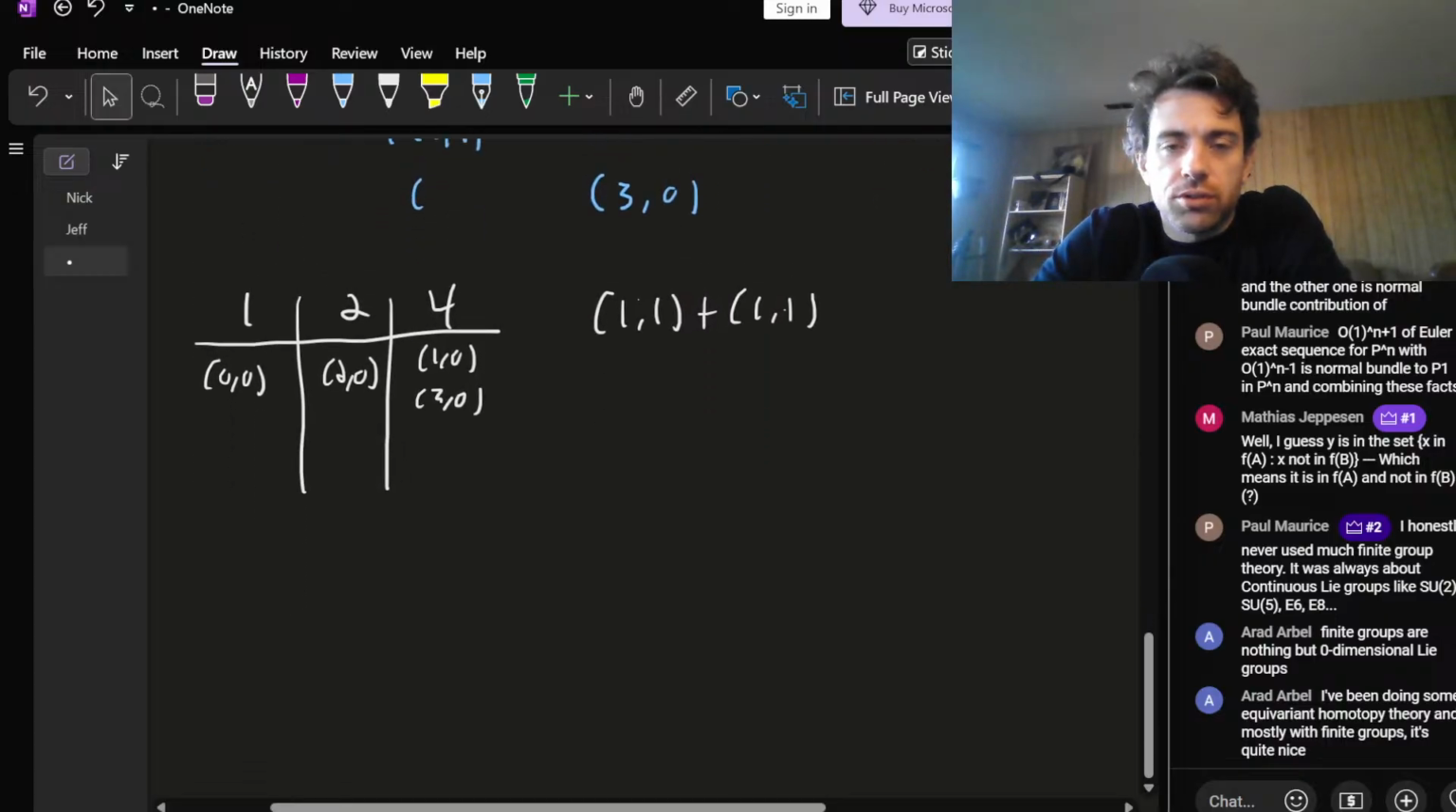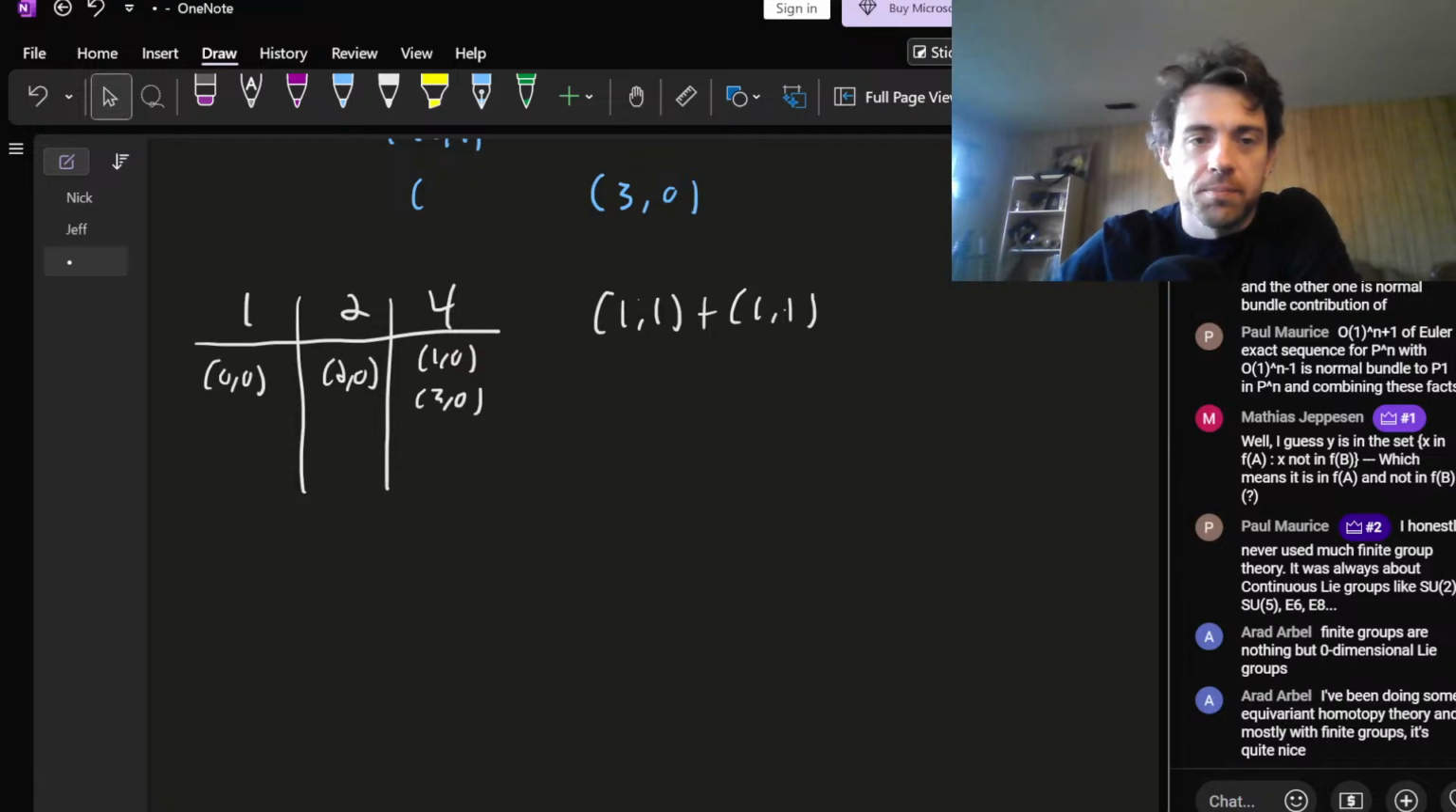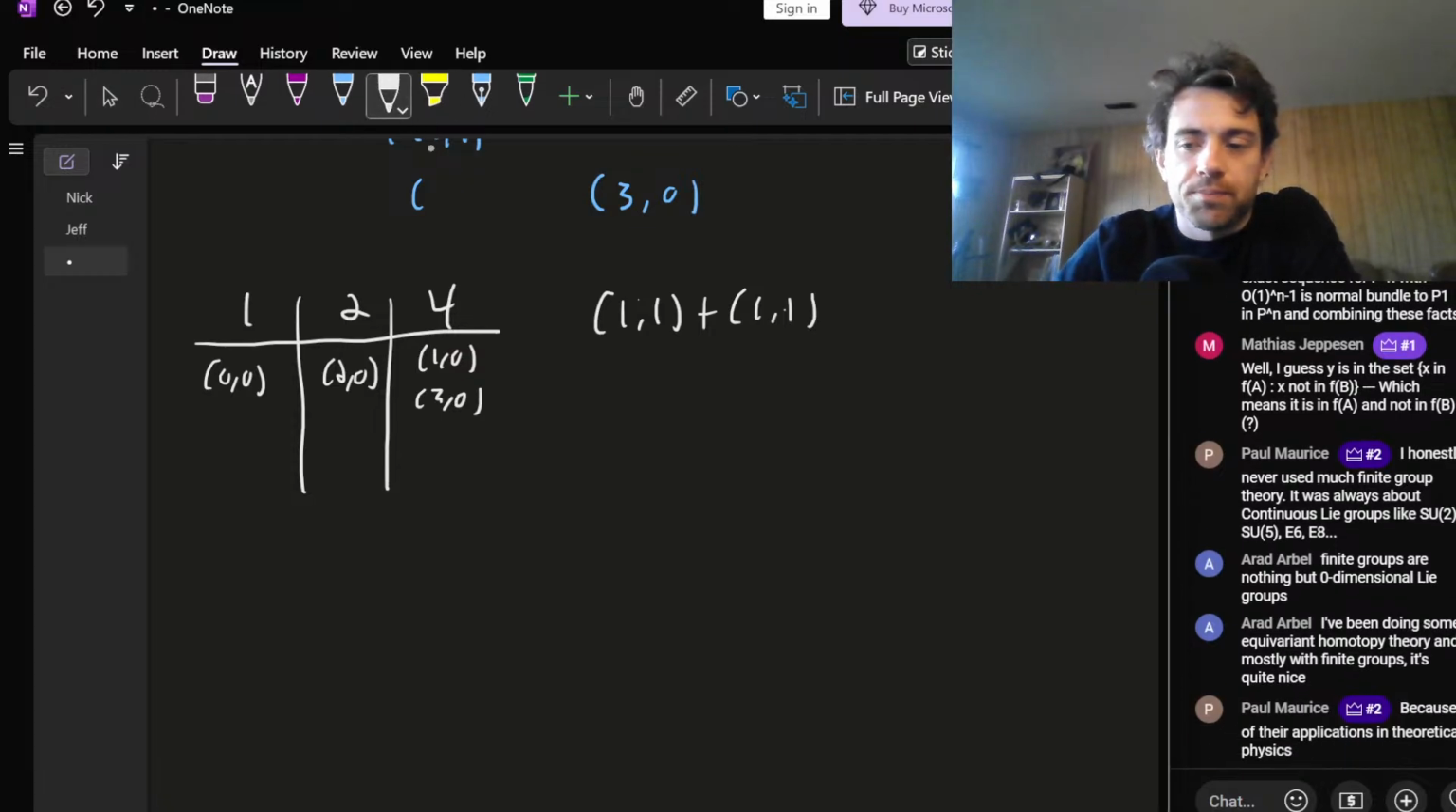Yeah, I wonder. Maybe I'm tempted to yap about equivariant stuff in a moment, but okay, because there are applications in theoretical physics. Yeah, makes sense.